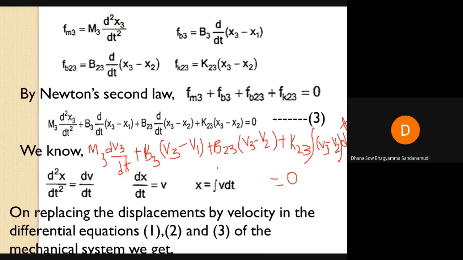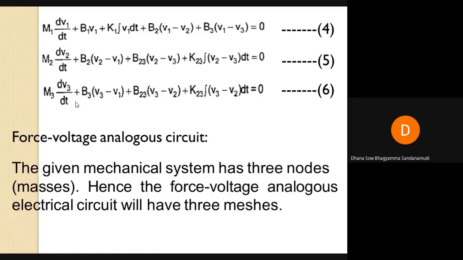I have written for one equation. You can write down the other two equations also. So I will show here M3 dV3 by dt, B3 into V3 minus V1, B23 into V3 minus V2, K23 integral of V3 minus V2 dt equal to 0. For equations 1, 2 and 3 you have written all these equations, replacing the displacement by velocity.